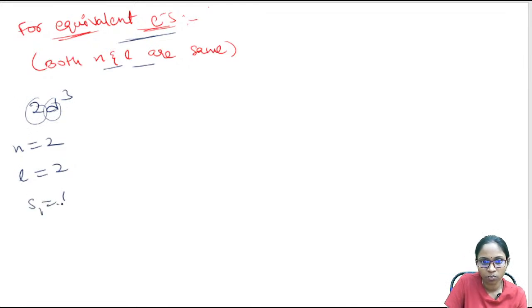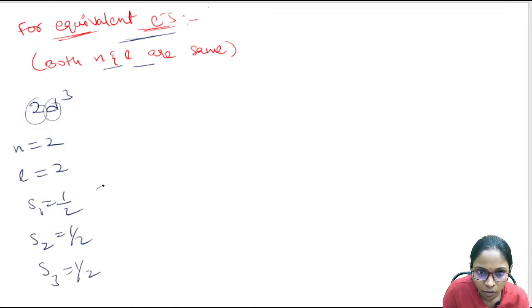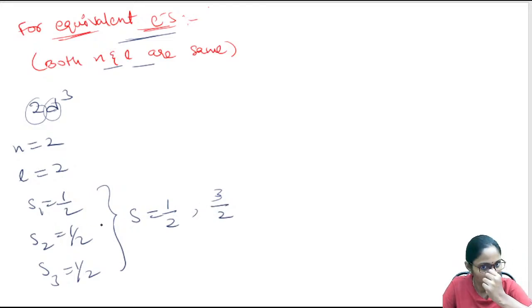That means s1 is 1/2, s2 is 1/2, s3 is 1/2. For an odd number of electrons, the S value goes from 1/2 up to n/2. So I have 3 electrons, so S values will be 1/2 and 3/2. And l equals 2 and n equals 2. This is the 3 equivalent electrons case.